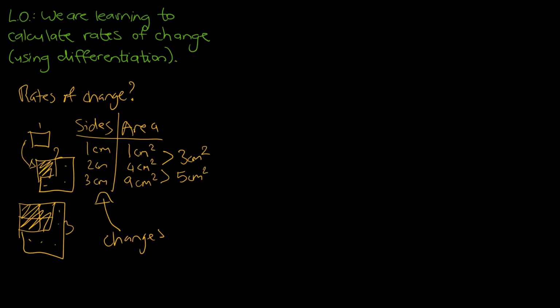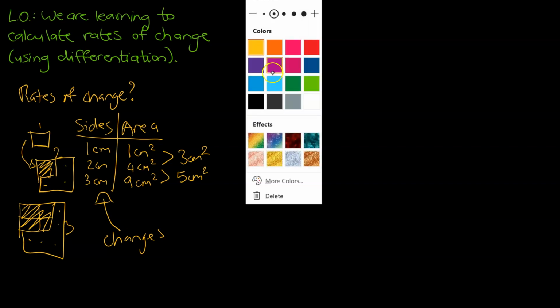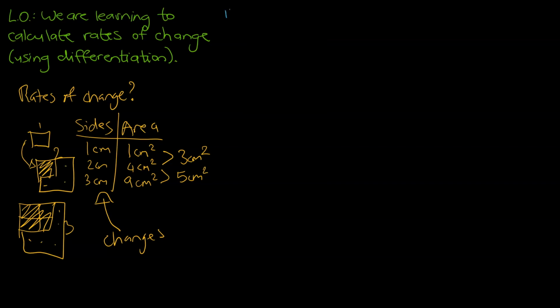To explain this, we're going to get into 2 examples, and then we're going to get into heaps of practice as well. So let's change the pen color. Let's use the blue pen for the first example. So what we're doing is we're looking at a water ripple.